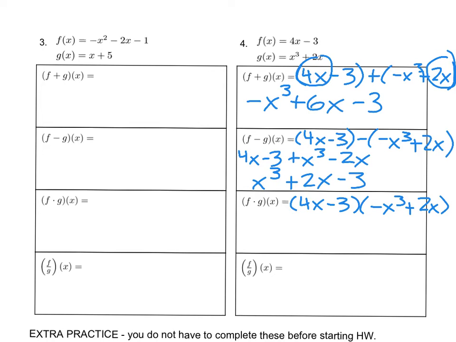Okay, so first is 4x times negative x cubed. That's negative 4x to the fourth. The outside makes plus 8x squared. The inside makes plus 3x cubed. And then the last terms make negative 6x. I'm going to put that in order from highest exponent to lowest exponent.